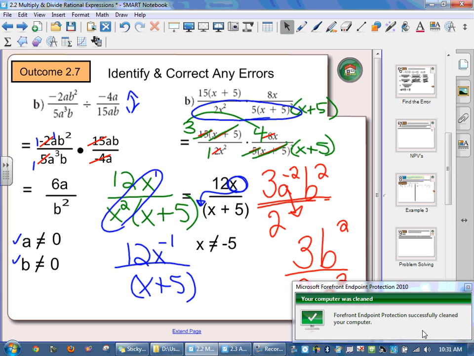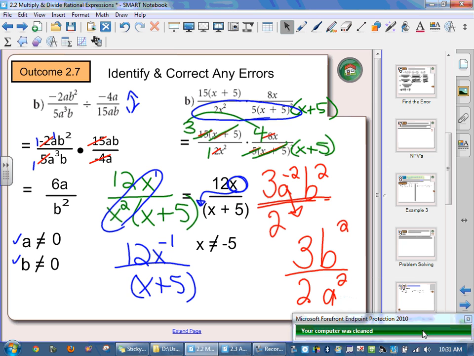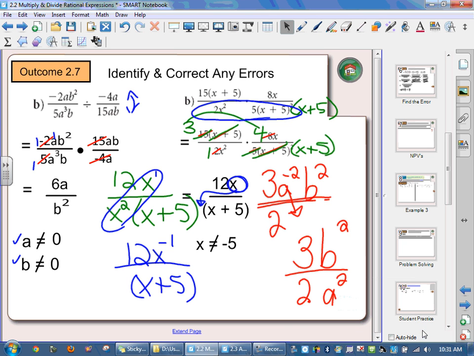So they forgot a couple things. This will be their final answer. Well, that'll turn to a final answer with the x on the bottom. That's going to move to the bottom. But then they forgot the non-permissible as well. Okay, so they forgot a couple things there.